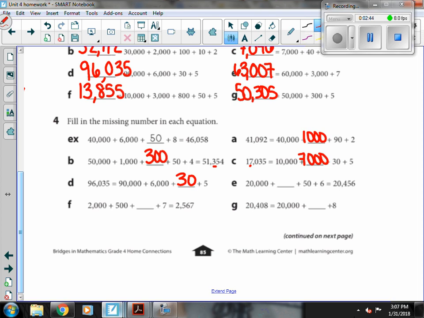20,000, no thousands, so this is 400. Then 2,000 plus 500 plus 60 plus 7. And 20,000 plus no thousands, so 400, no tens, and 8. Okay, let's look at the back.